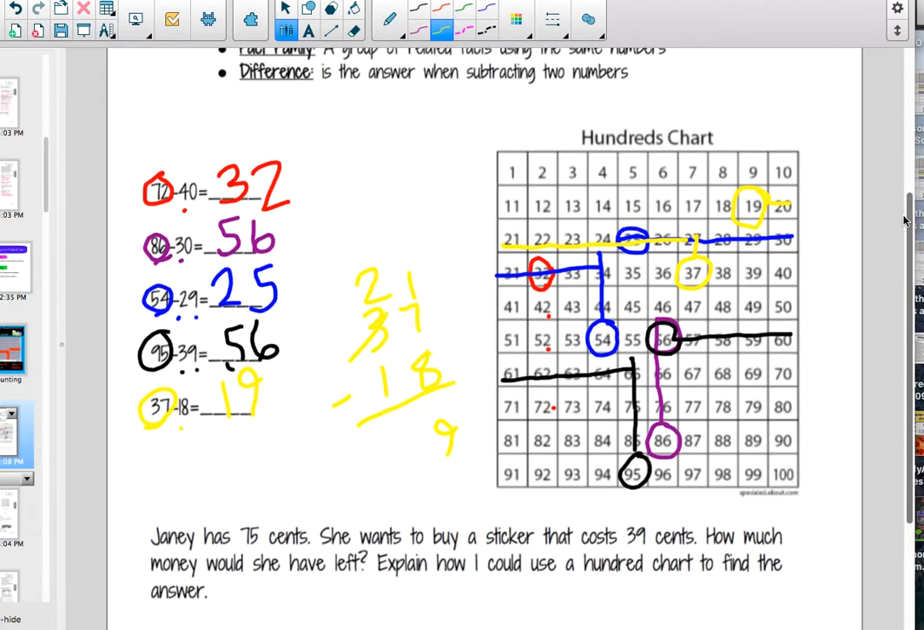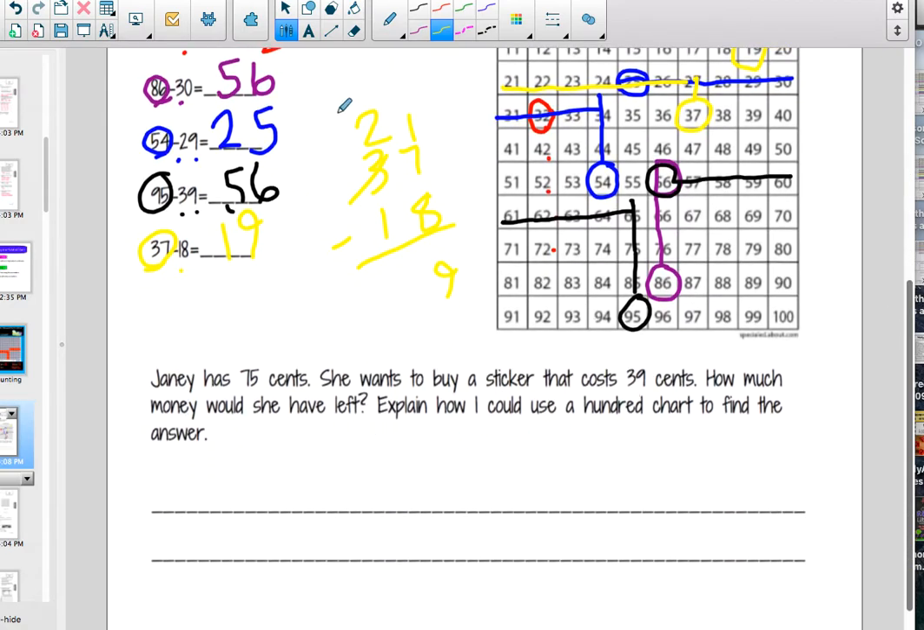Okay, last one. If we had Janie and she had 75 cents and she wants to buy a sticker that costs 39 cents, how much money should she have left? And explain how I could use a 100 chart to find the answer. So I could take 75 minus 39, right?